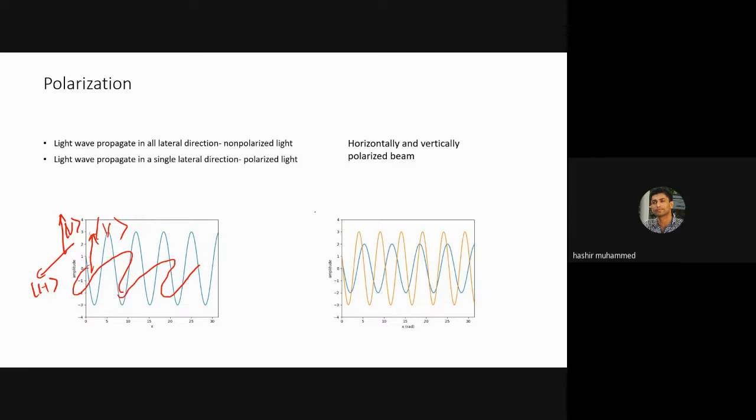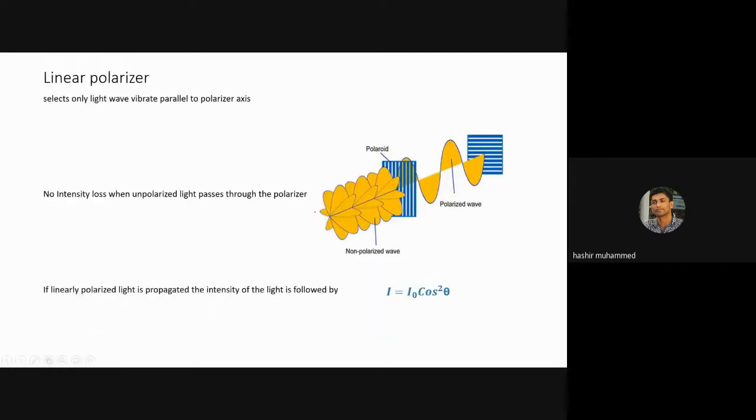And so this is the light, unpolarized light, okay? Unpolarized light, and I'm talking about a linear polarizer now. So what does a linear polarizer do? A linear polarizer selects only the light wave vibrating parallel to the polarizer axis.